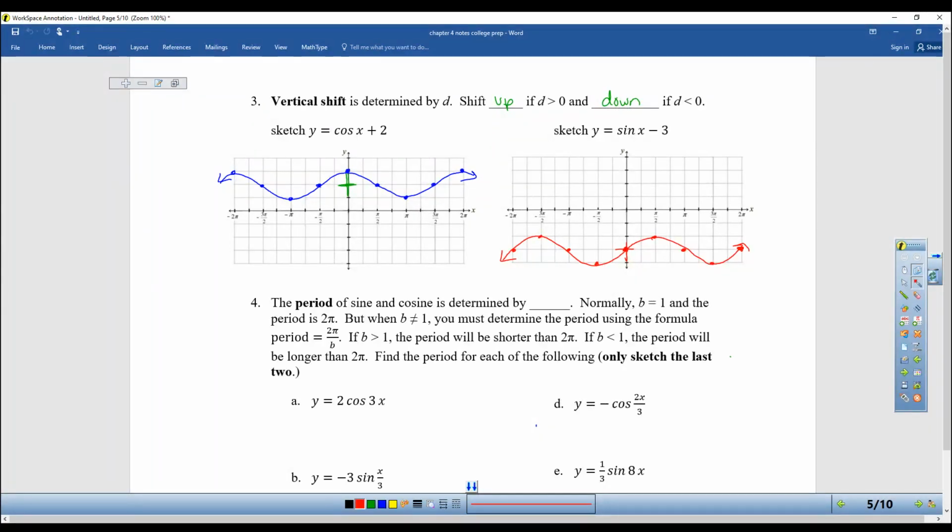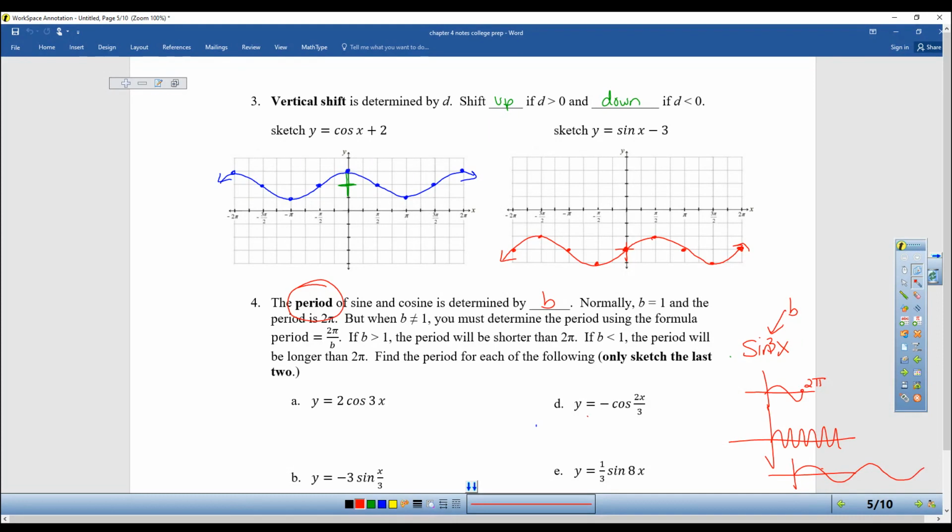So here's the thing that's new. Everything up till now is something you probably could have figured out. Left, right, up, down. But we have something called a period. So the normal period is 2 pi. So b is normally non-existent. So if I just said to you, what is sine of x? Then you would know that the period was 2 pi. But if I put a 3 in there, that's the letter B. The number in front of the x is the letter B. And that's what's going to either make it go really fast or really slow.